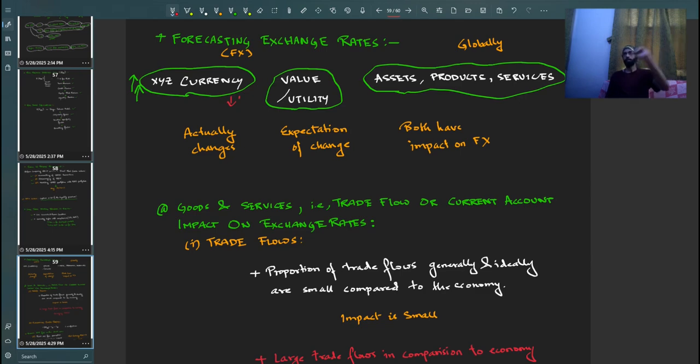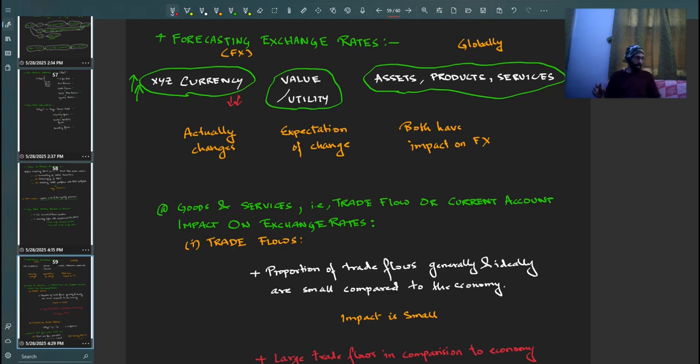Now let's do one more thing. Let's say the money supply is constant, the assets, products and services are also constant, but the value or utility of the assets, products and services goes down. In that case, what will happen? The currency will go down, right? Keeping one factor constant and tweaking the other two, we can understand what the impact on the currency is.